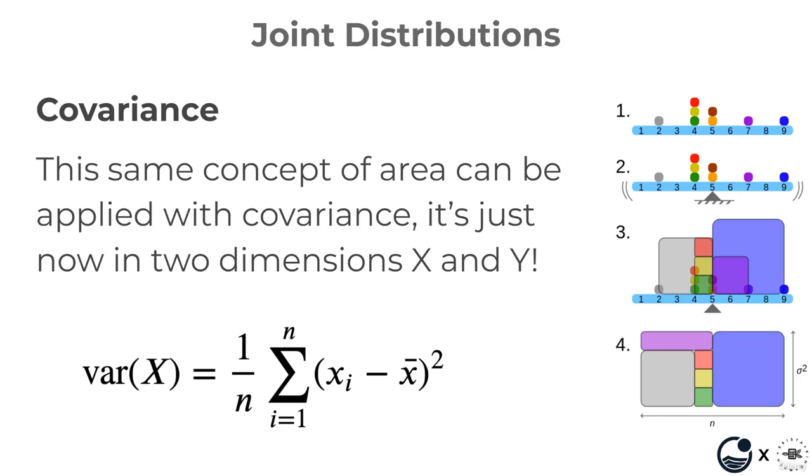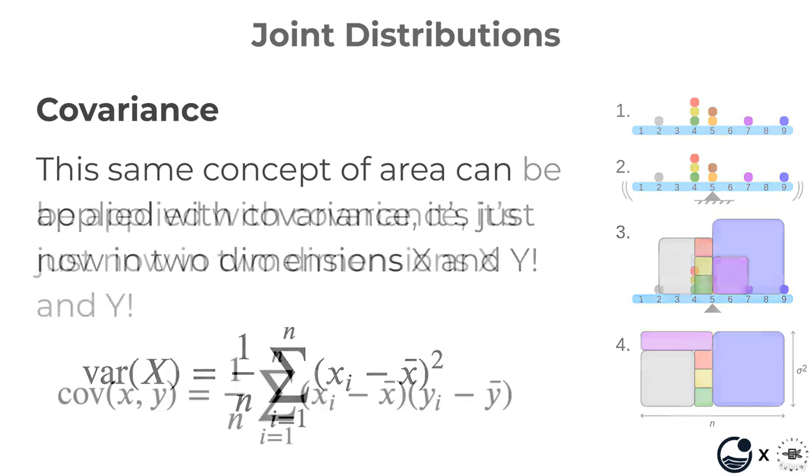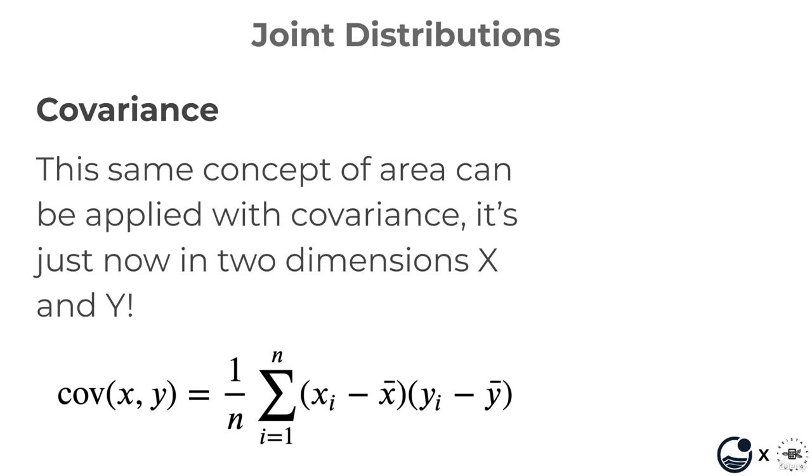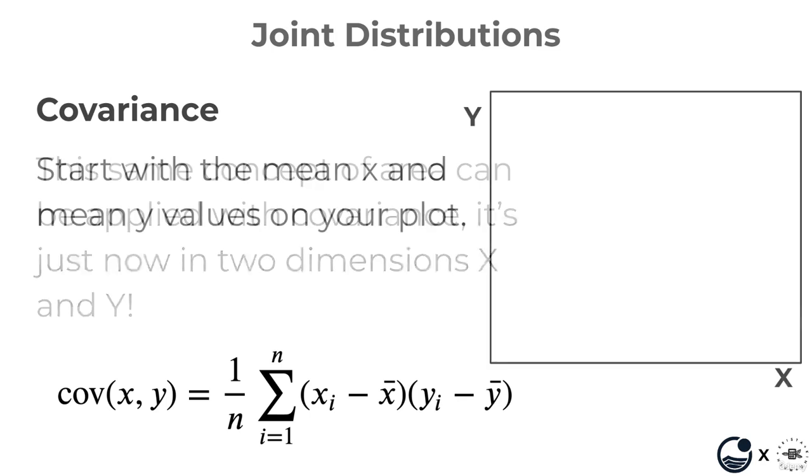So the same concept of area can actually be applied to covariance. It's just going to be in 2 dimensions, x and y, instead of a singular dimension, just x. So let's take a look again at covariance and try to understand what's happening here. And remember, this time it's going to be pretty much the same calculation, and you're building out now a rectangle instead of a perfect square, and you're just doing it along 2 dimensions.